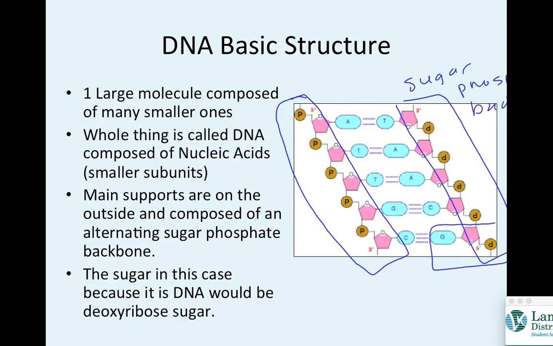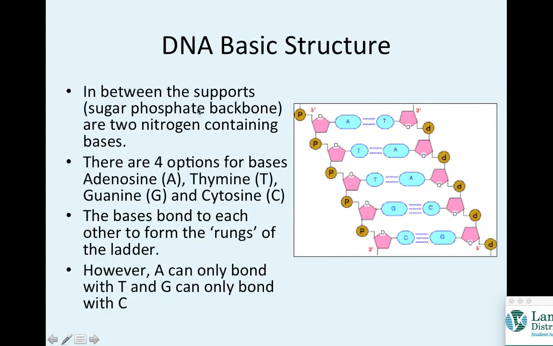All right, now if I go back to the last thing I wanted to mention, because this is DNA, here's my little sugar molecule right here, and it would all be deoxyribose sugar. Now, this is the important part, the stuff in between. We call these bases, nitrogen-containing bases, and there are four options: A, T, G, and C. And like I mentioned before, A is always going to bond with T, and G is always going to bond with C. Notice the three bonds here between G and C, and only the two bonds here between T and A. And that's always the case.